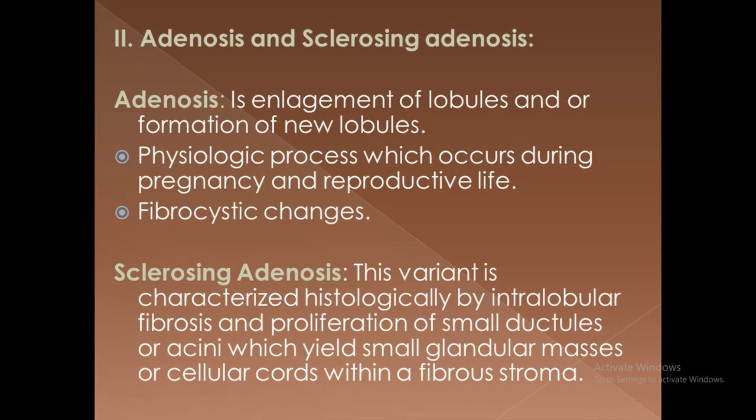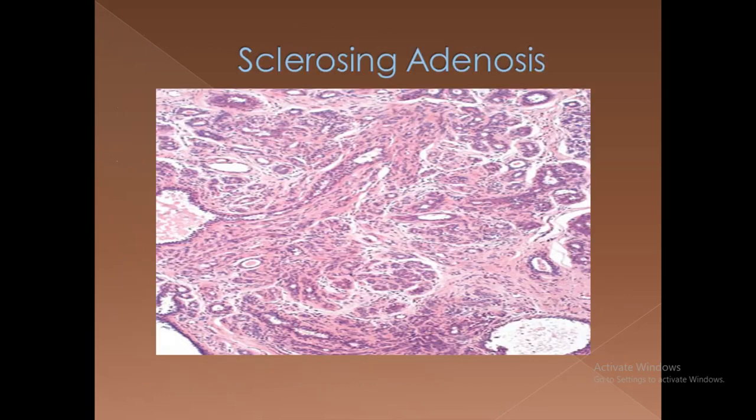So these features, small ductules or acini in a fibrous stroma, suggest invasion, suggest that there are malignant glands that invade the stroma, and it can be mistaken for or diagnosed as a ductal carcinoma even by an experienced pathologist.